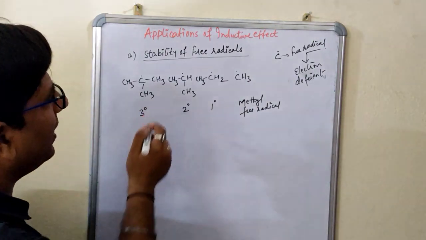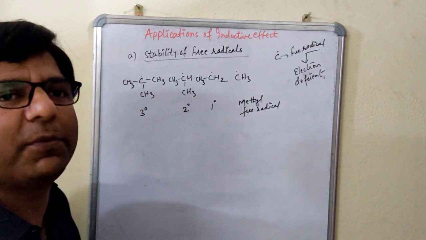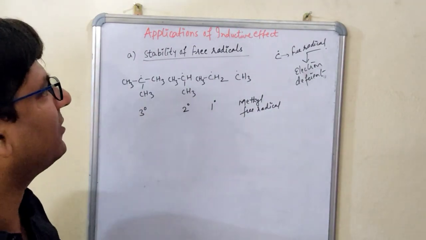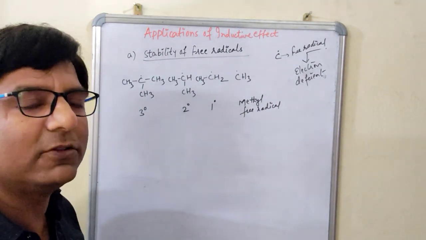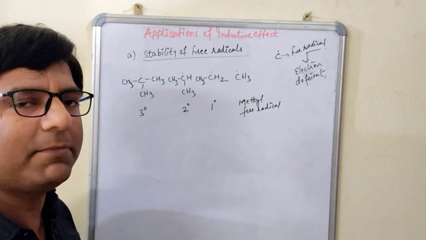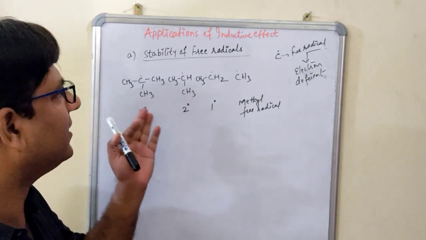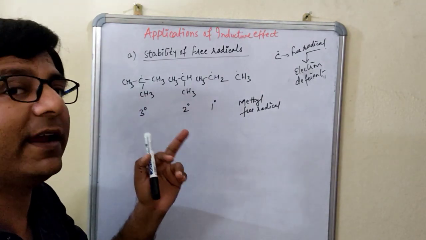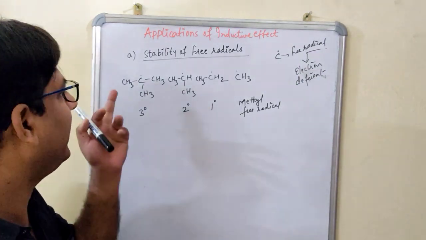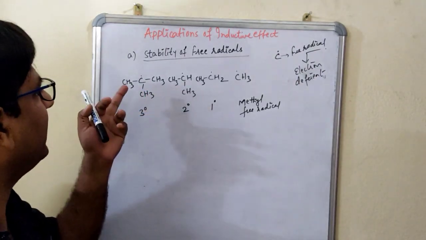Clear? So I told you that the same concept will be applied that we applied for the stability of the carbocation. There is no difference at all. The same thing. There you are providing the electron to neutralize the positive charge, and here you are providing the electron to neutralize what?